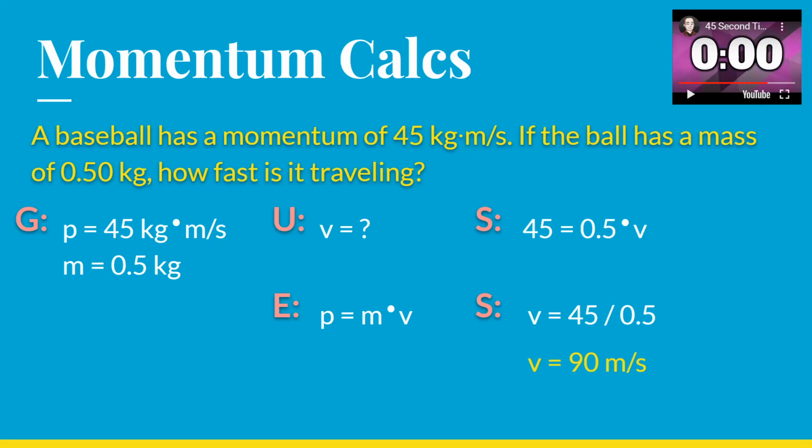Okay, so the velocity of this baseball is 90 meters per second, which is really fast. I don't know how that, it definitely wasn't thrown by a person. That's okay though. But that is it. Did you guys get this one? Thumbs up? We're good with that? Yeah? Okay.